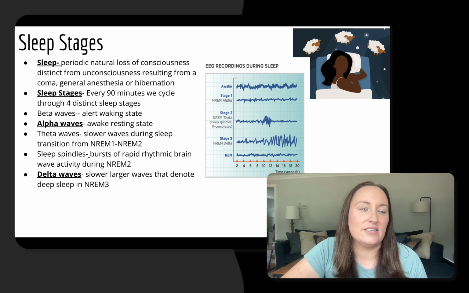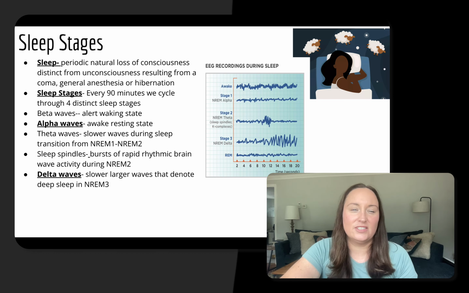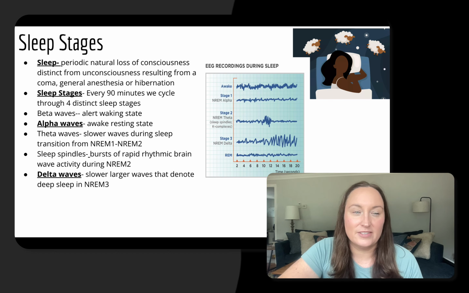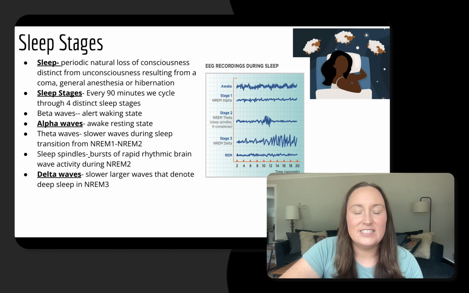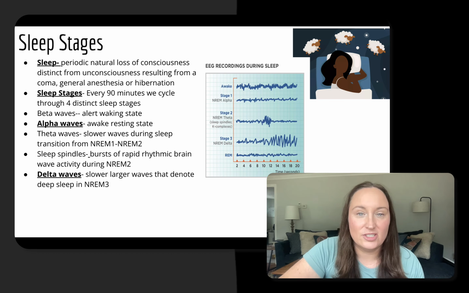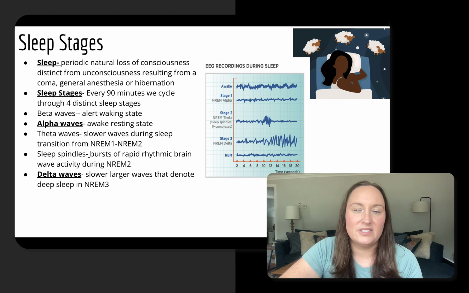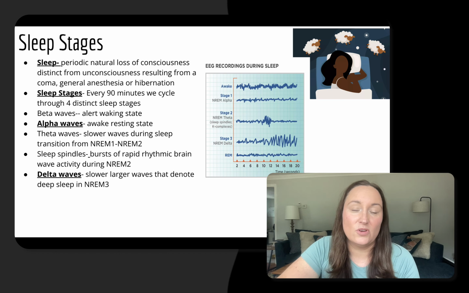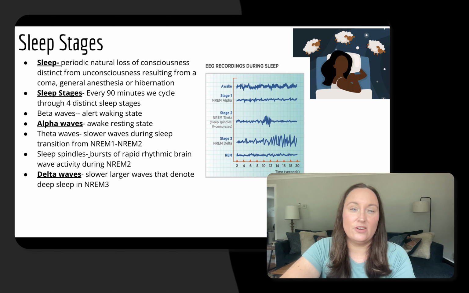So what is sleep? Sleep is a state of consciousness that is a natural loss of consciousness. It is distinct from just being unconscious in a coma or under anesthesia. It is not the same thing. There are sleep stages that you do need to know. So every 90 minutes, we cycle through these 4 sleep stages.